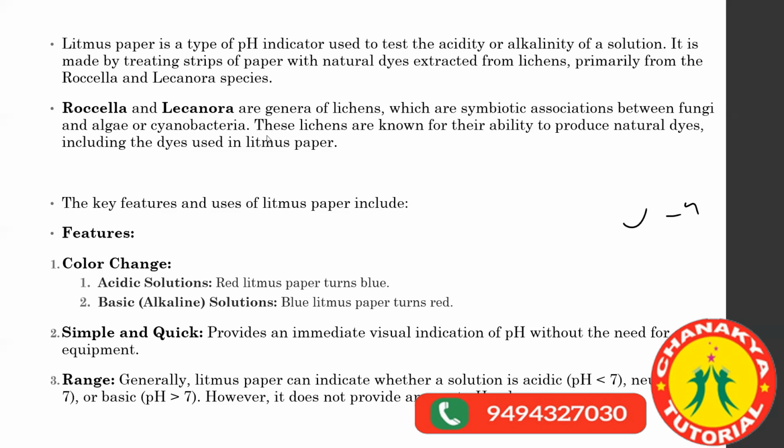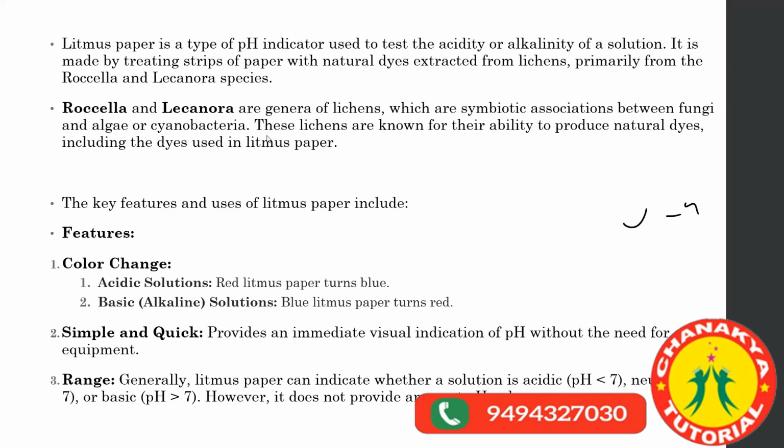These lichens, I don't want to explain. You already know what cyanobacteria, lichens, symbiotic association, fungi and algae are, right? These lichens are known for their ability to produce natural dyes, including the dyes used in litmus paper. With the help of the dyes they produce, litmus paper is made. No need to concentrate much on Roccella or Lecanora. You just have to know. That's all for information.